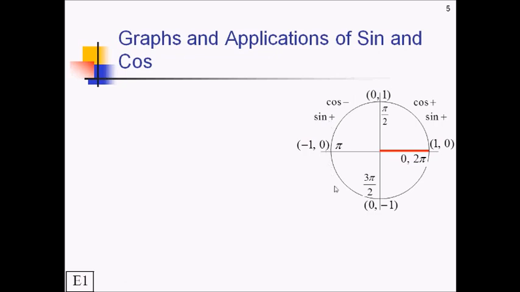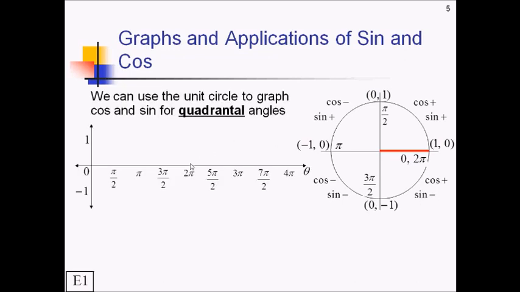Moving down here to quadrant 3, we are negative for sine and cosine. And over here in quadrant 4, now cosine's positive again. We're on the right side of the y-axis, but we're below the x-axis just like in quadrant 3, so sine is going to be negative there. So now, let's go ahead and use this unit circle to graph sine and cosine for our quadrantal angles. So take a sec, see if you can do this on your own.